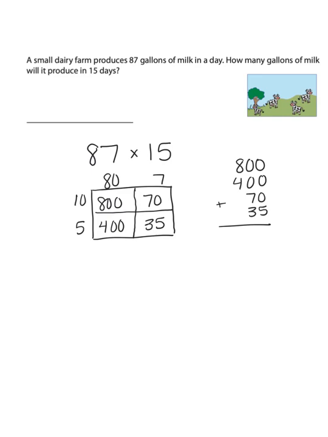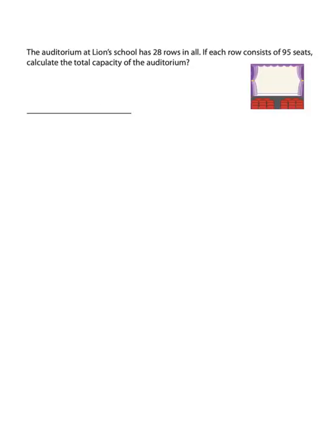0, 0, 0, and 5 makes 5. 0, 0, 7, and 3 makes 10. So my 0 goes in the tens place, and I have to carry that 1 to the hundreds place. 8 plus 4 is 12, plus 1 is 13. So in 15 days, the farm will produce 1,305 gallons of milk.